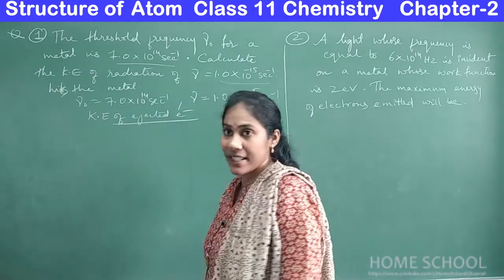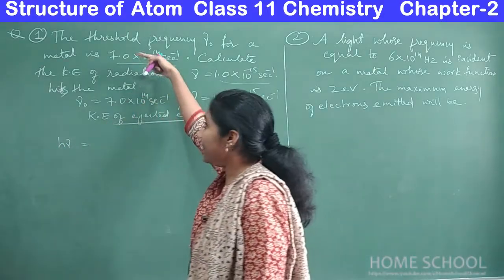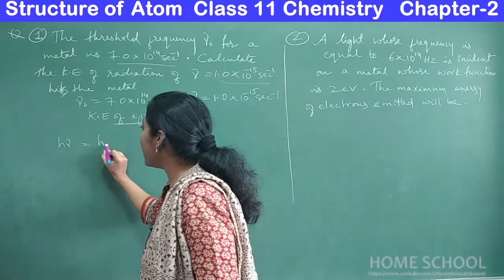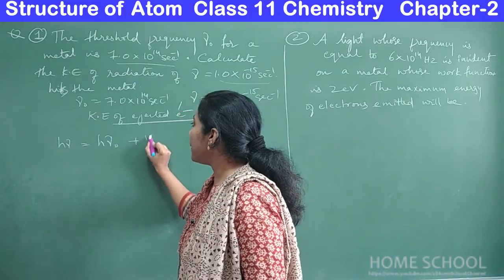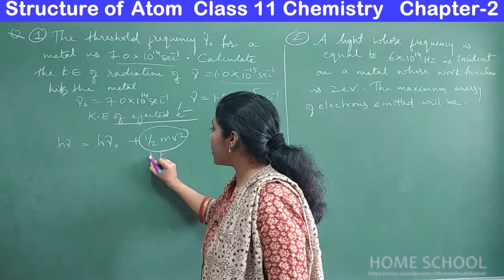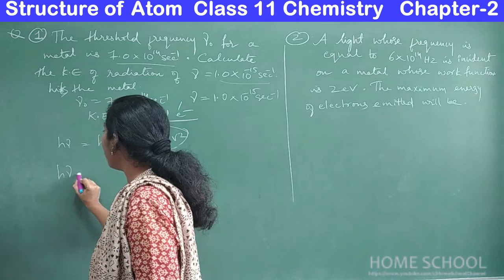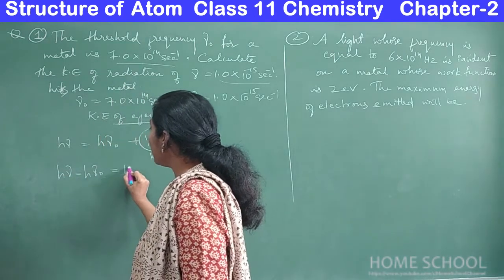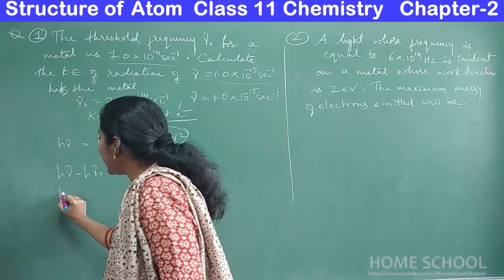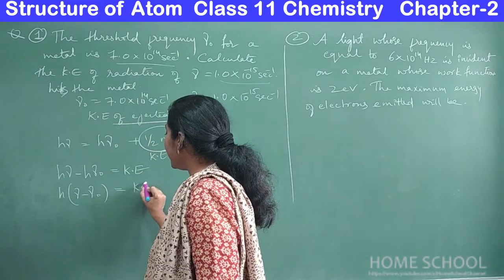So what is Einstein's equation for the photoelectric effect? It is h nu. The information in your question is in terms of frequency, no? So take this equation: h nu is equal to h nu naught plus half mv square. You need to calculate the kinetic energy, which is this term. So your formula is h nu minus h nu naught is equal to kinetic energy. Just a rearrangement, I brought this to that side. So you can take h common, right? So h into nu minus nu naught is equal to kinetic energy.